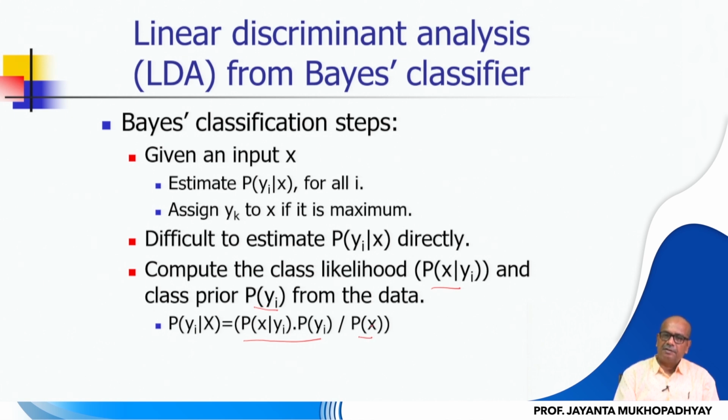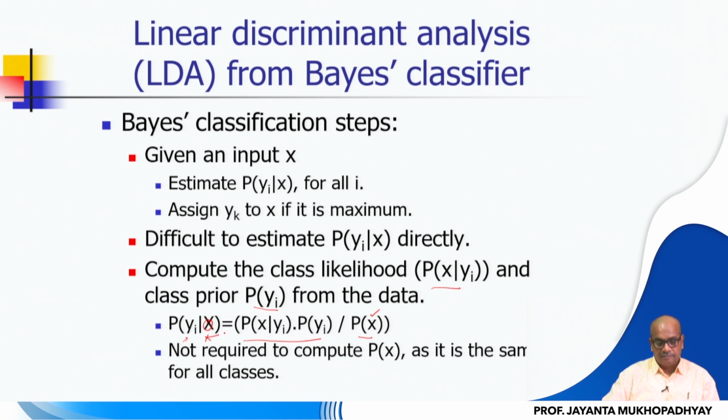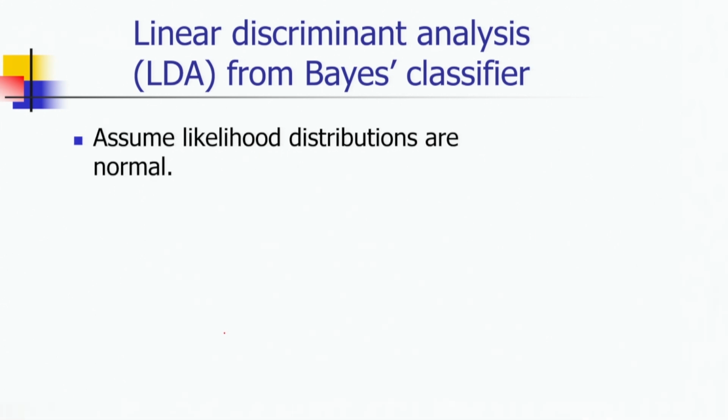Sometimes we may ignore computation of the marginal probability, because x is given to you, and since this is the same for all the classes, all the yi's in the denominator, you may ignore that. That is what is meant here.